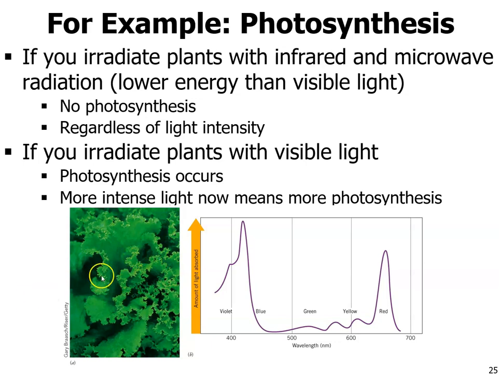If you irradiate plants with infrared or microwave radiation, which is lower energy than visible light, no photosynthesis is going to occur. So in this chart, this is the wavelength on the x-axis in nanometers. So we have 400, 500, 600, 700. We have light in the ultraviolet range, lower than 400, blue, green, yellow, red, and then infrared is above that, around 700 or higher. So if we irradiate plants with infrared light, nothing happens. We don't get photosynthesis, and those plants would eventually die.